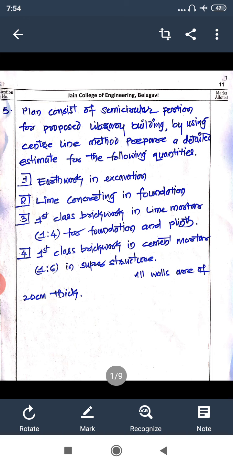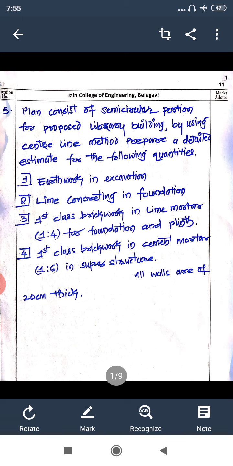This time the plan consists of a semicircular portion for a proposed library building. By using centerline method, prepare a detailed estimate for the following quantities.